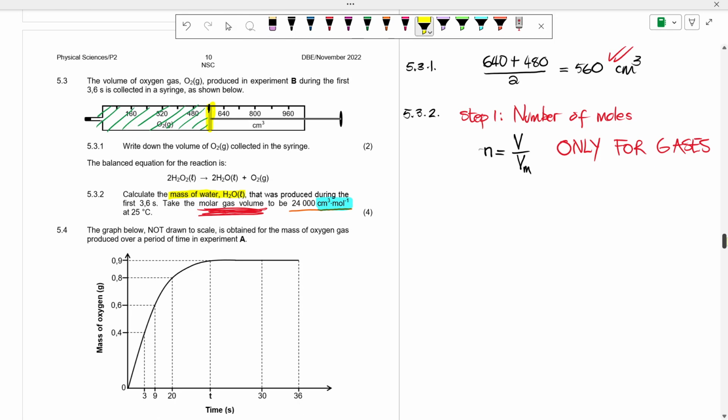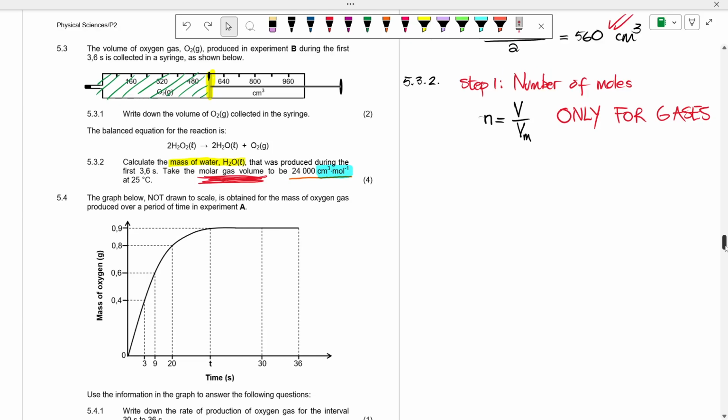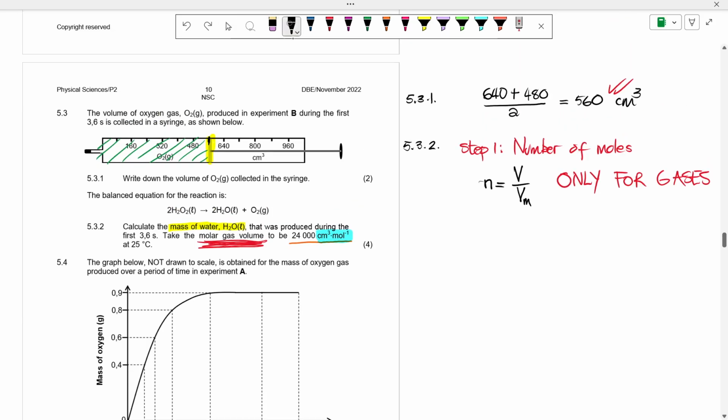Now look at this. We can stick with those centimeters because we also have the volume in centimeters, or to be safe, you can convert everything to decimeters. But in this case, it's fine. I'll just substitute as cubic centimeters as long as the units cancel. And I'll show you that they do cancel. So 560 cubic centimeters divided by 24,000 cubic centimeters per mole.